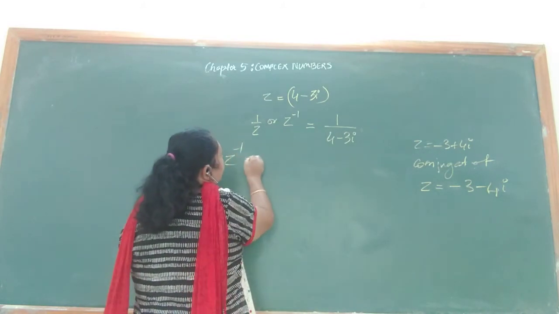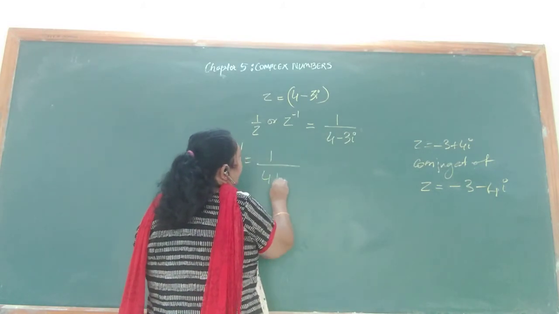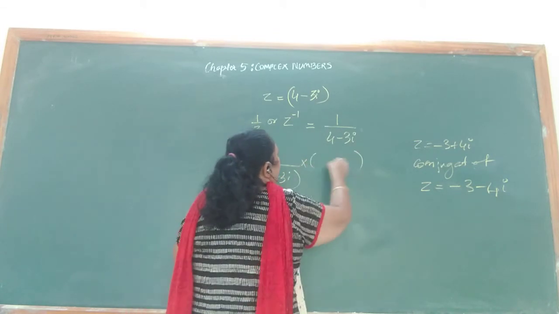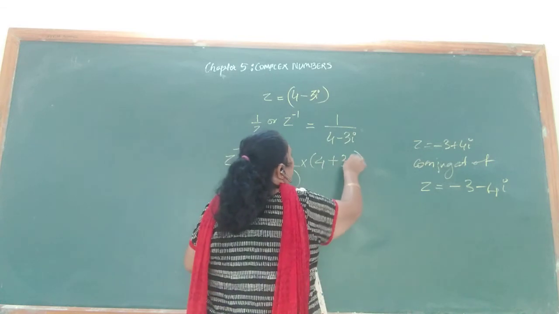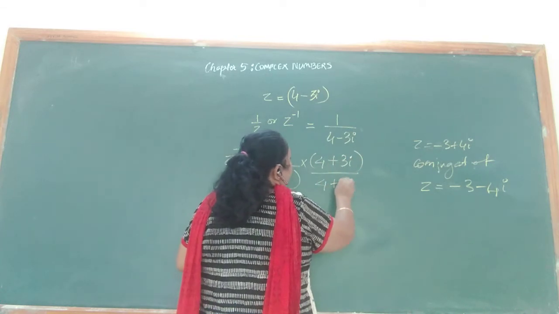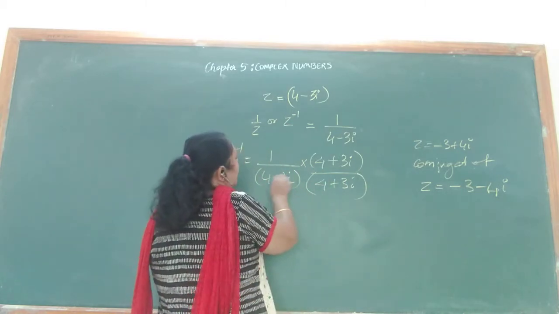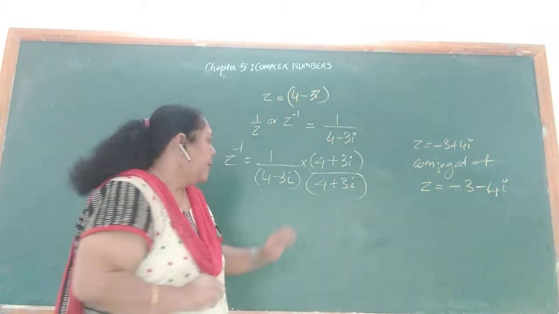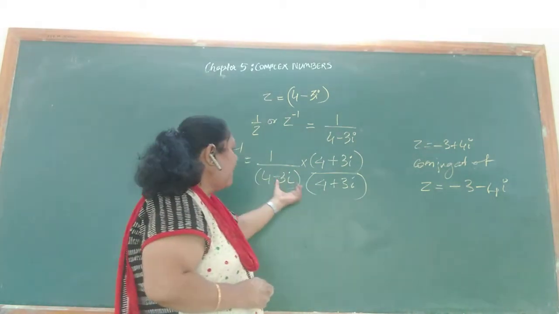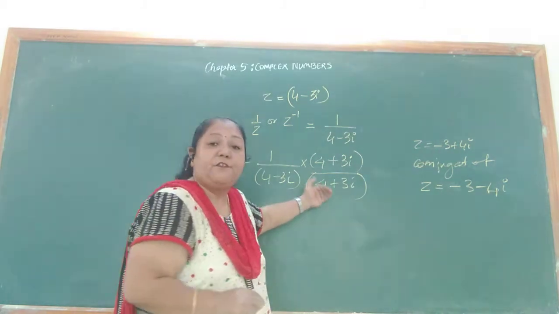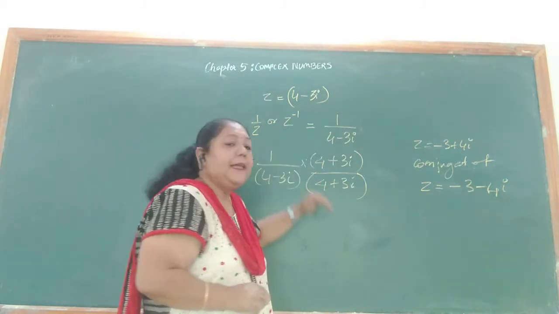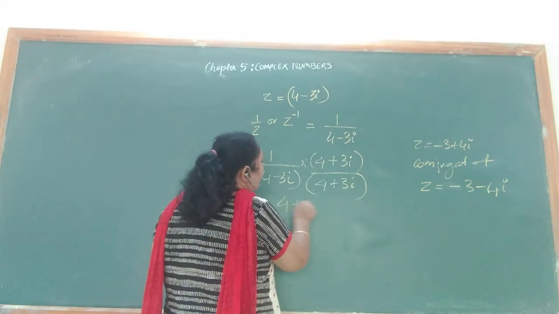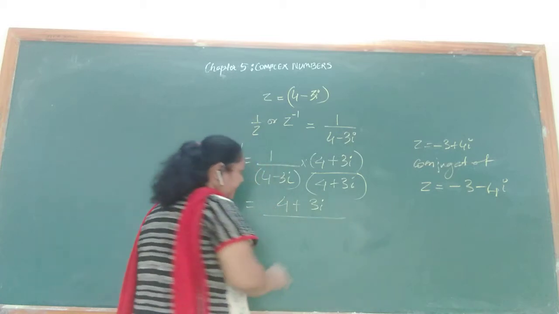I want z inverse. So what I do is 1 upon 4 minus 3i. So I multiply and divide by its conjugate, that is 4 plus 3i. The opposite sign. Here it was minus 3i, so the conjugate will be plus 3i. So it is 4 minus 3i, and its conjugate is 4 plus 3i. You multiply and divide by its conjugate, and therefore you get 4 plus 3i upon.